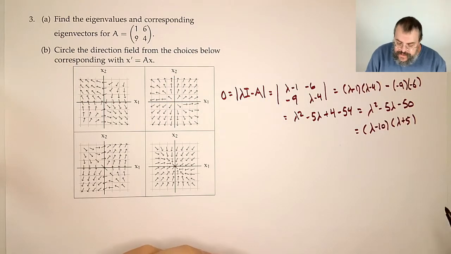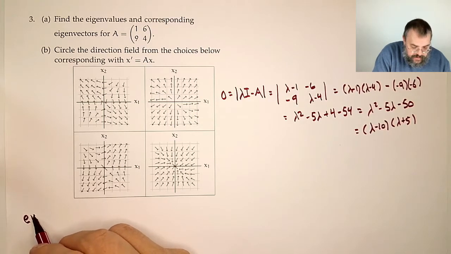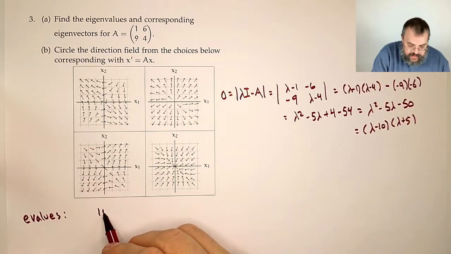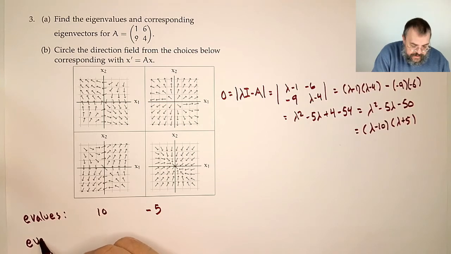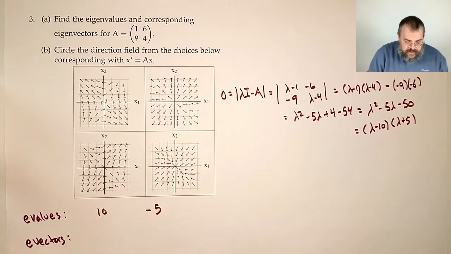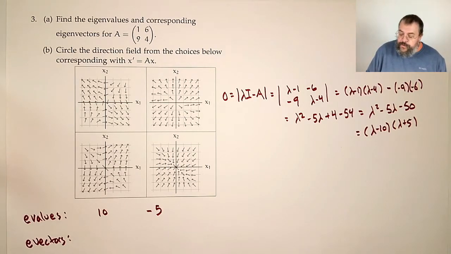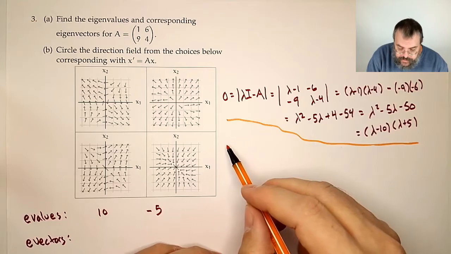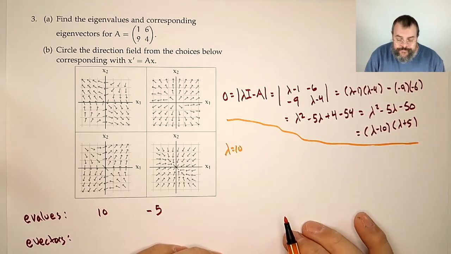Well, we should make some notes here. We'll have our eigenvalues, I'll abbreviate that as E values, are going to be 10 and negative 5. Then we're going to have our eigenvectors. With the eigenvalues done, now we swap over and start doing eigenvectors. And for this, we have to do it for each case. Let's suppose we start with 10.